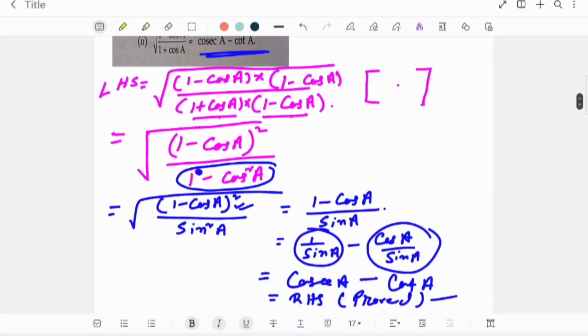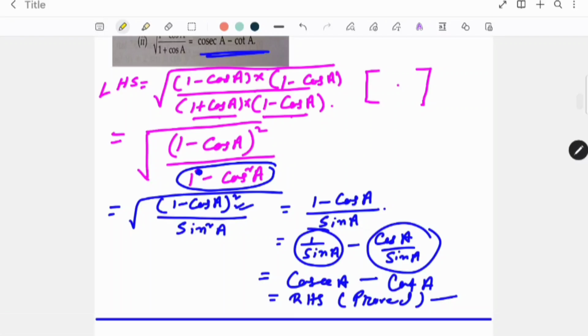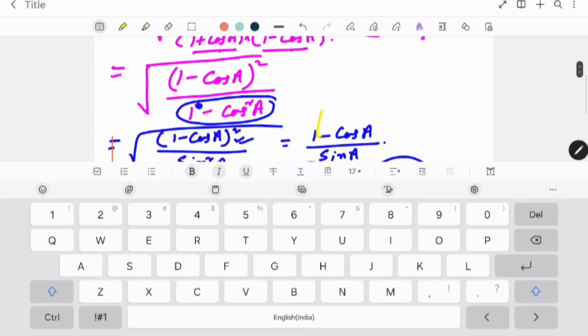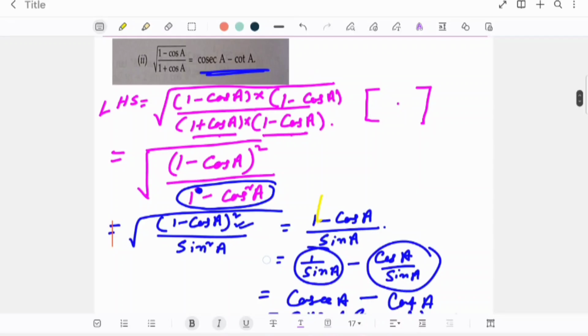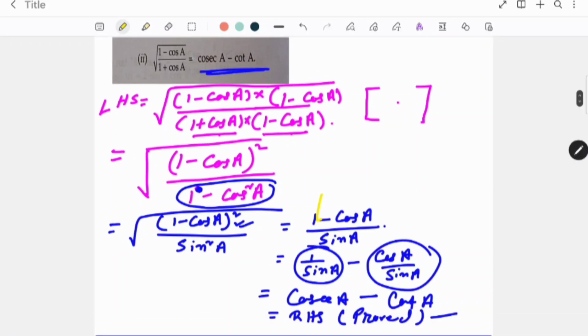Second sum was given like this. So we have root over (1 minus cos A) by (1 plus cos A). We need this to equal the RHS, cosec minus cot. Same way we have done the rationalization of the denominator. Here the denominator is 1 plus cos A, so with 1 minus cos A we have multiplied up and down. We got (1 minus cos A) whole square up, and (1 plus cos A) and (1 minus cos A) down.